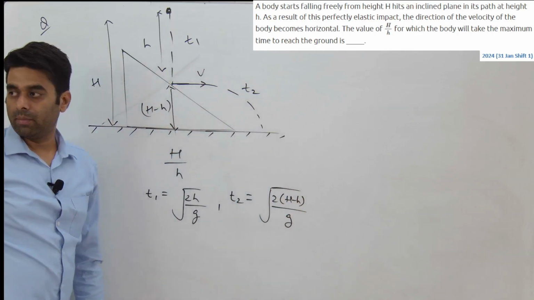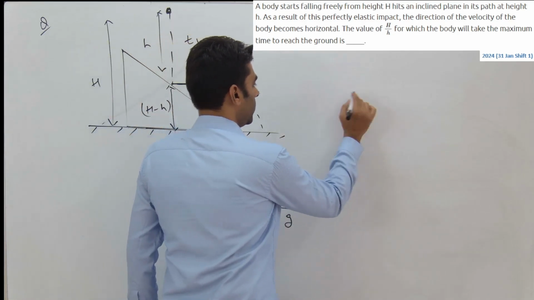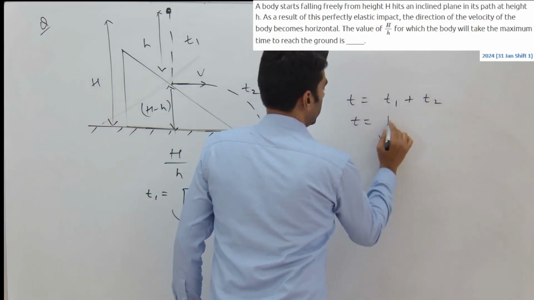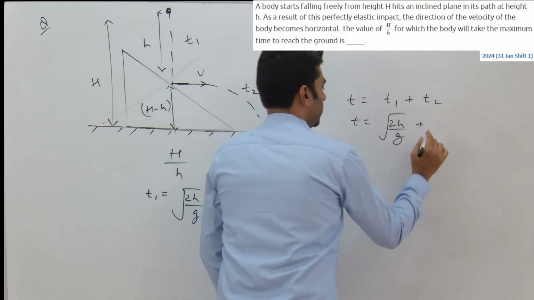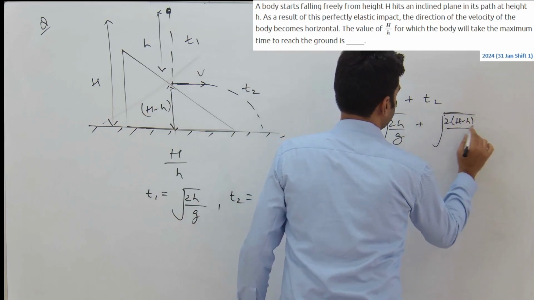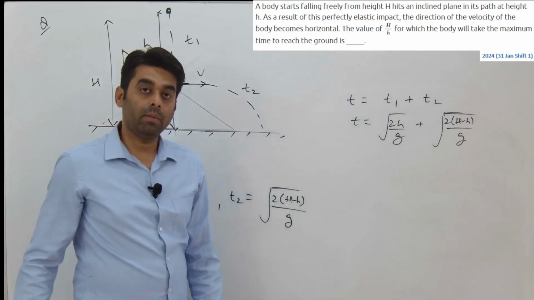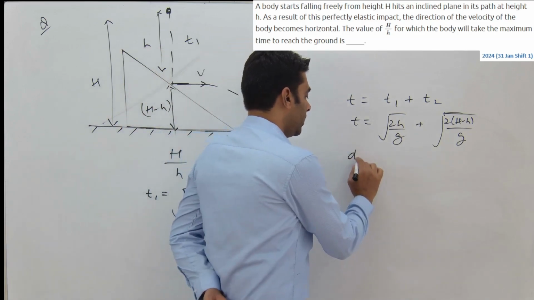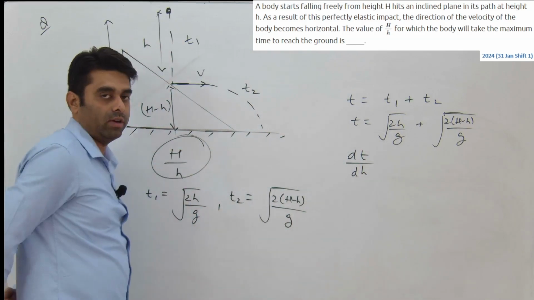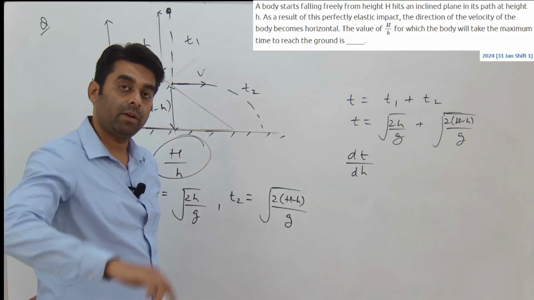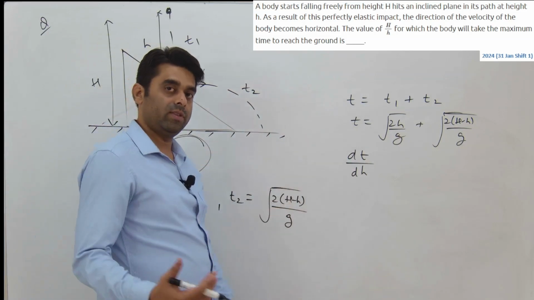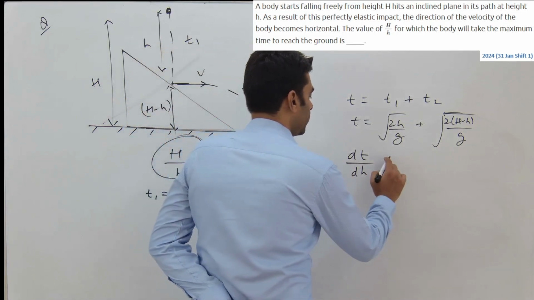What is our total time coming? The total time is t1 plus t2. So t is equal to root over 2h by g plus root over 2(H minus h) by g. If we want maximum time, what should we do? They are asking for the relation between small h and capital H such that we get maximum time. For maximum time, we differentiate this function and put it equal to 0, using maxima. So dt by dh should be equal to 0.